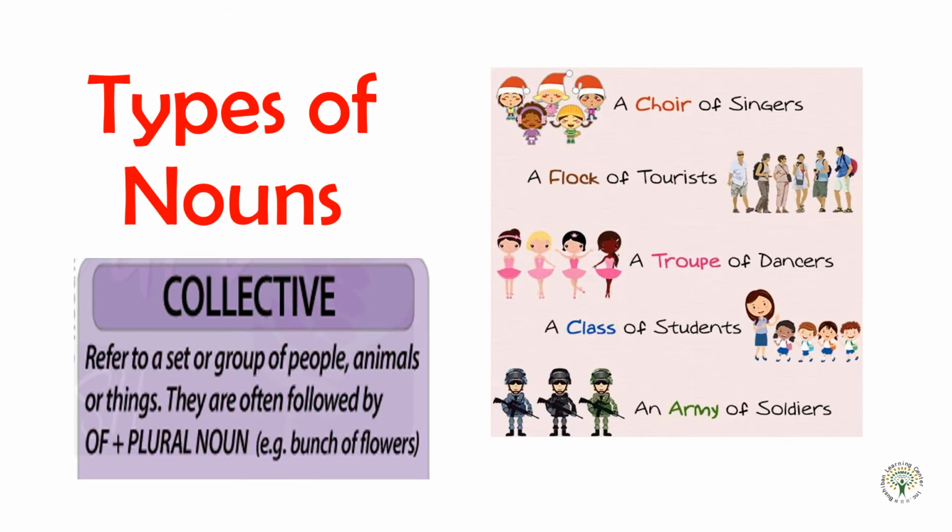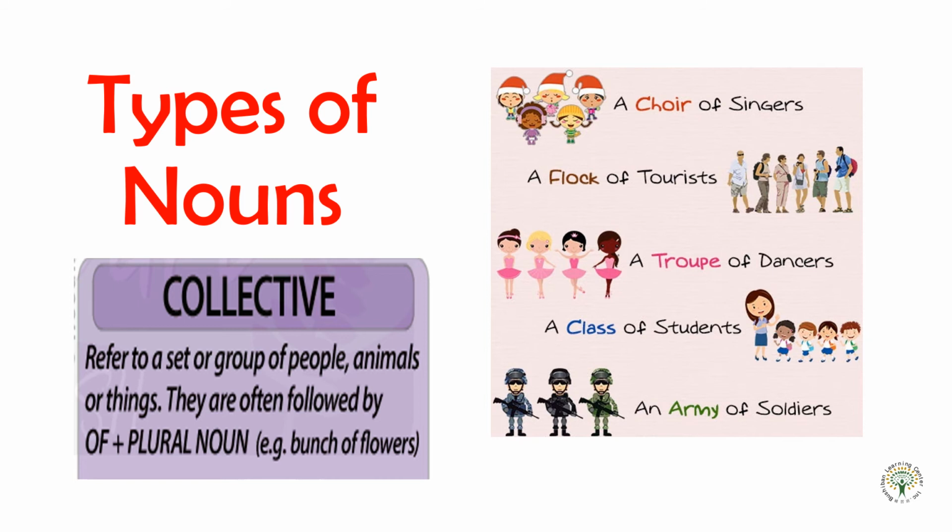The last type of noun that we are going to discuss is the collective noun. It's actually the name of a group of people, animals, or things. In our first list, we have collective nouns of people. We call a group of singers a choir, a group of tourists a flock, a group of dancers a troupe, a group of students a class, and a group of soldiers an army.